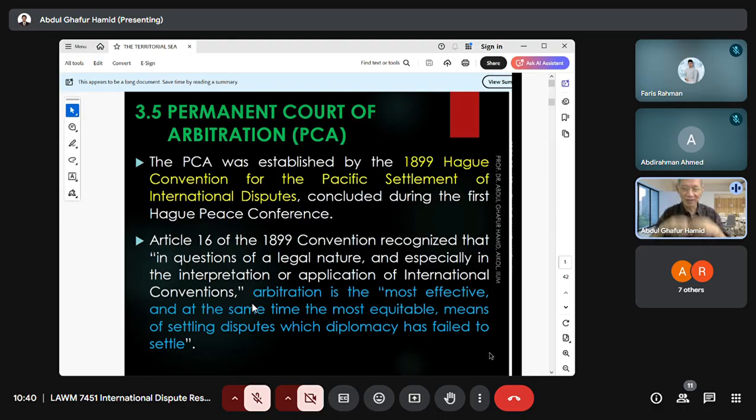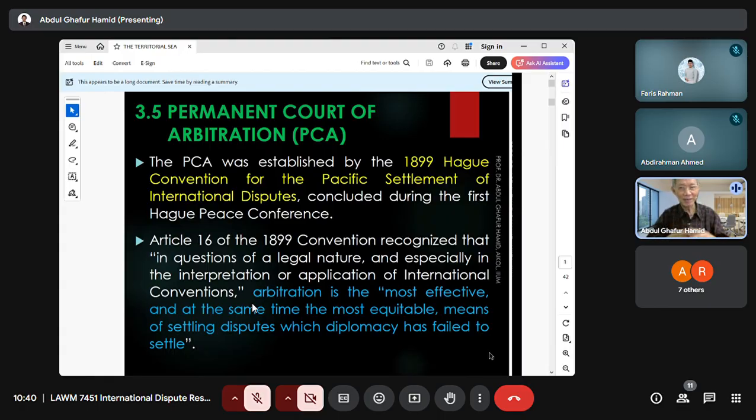First, the two parties themselves settle by means of negotiation. If negotiation fails, there is third party involvement: mediation is third party involvement, inquiry is third party involvement, conciliation is third party involvement. But they cannot make a binding decision. That's why we call all these four methods diplomatic means of settling disputes, and they are based on diplomacy.